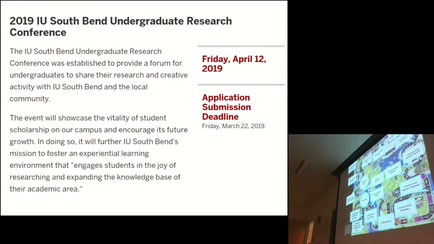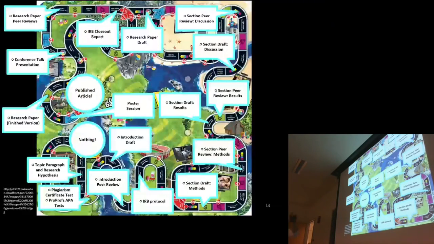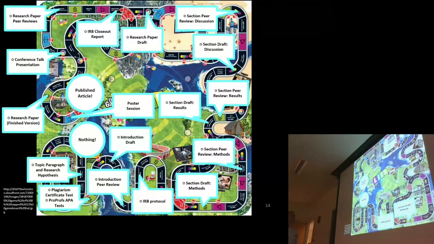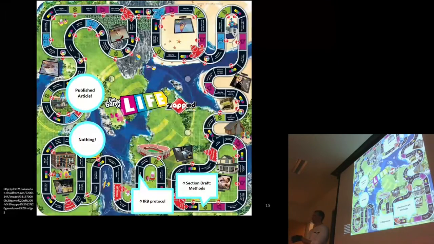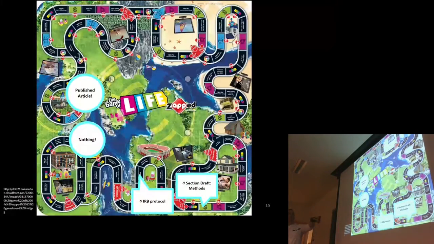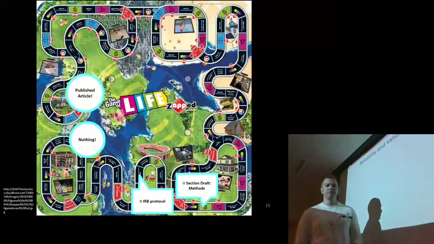All right, so we have our roadmap here for getting from nothing up until our published article and our presentations. Today we're going to be talking about the IRB protocol and the section draft for the method. So this is what we're working on right now. Do the peer reviews for the introduction as well. Don't forget about the importance of that. But the new information we're looking at is the IRB protocol and the section drafts.